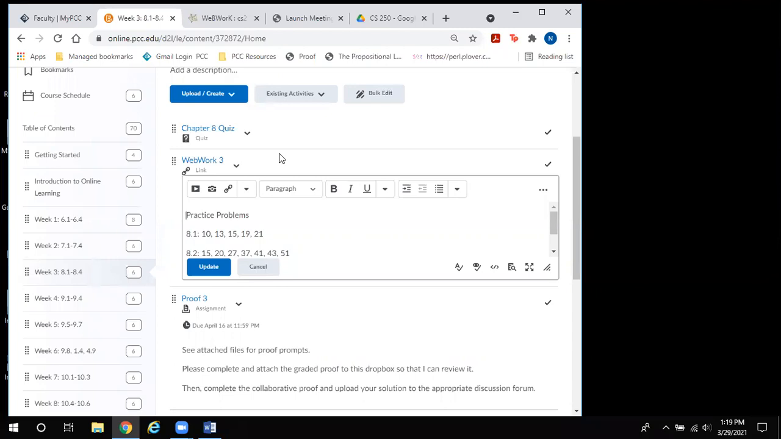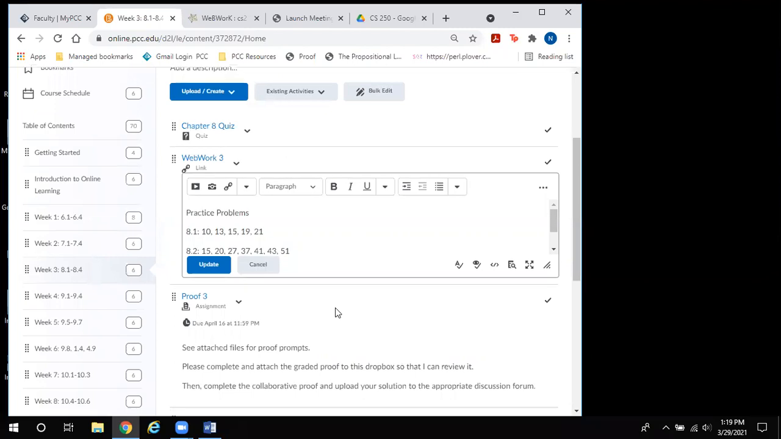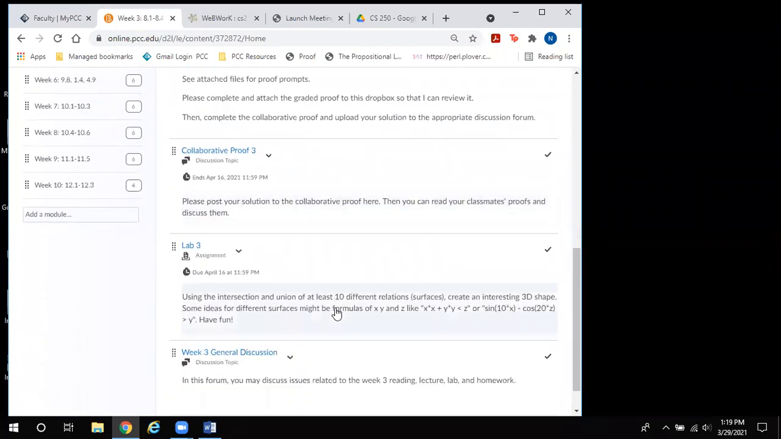Then the collaborative proof, the graded proof, the lab, and the web work, everything is due on Friday at midnight. Friday at 11:59 p.m. So Friday night, Saturday morning, right? Everything is going to be due all at once. After everything's due for that week, it'll be Saturday again. You'll then start in on the next set of reading and the whole process repeats. It's a big for loop, right? So that's the schedule or layout for the term.